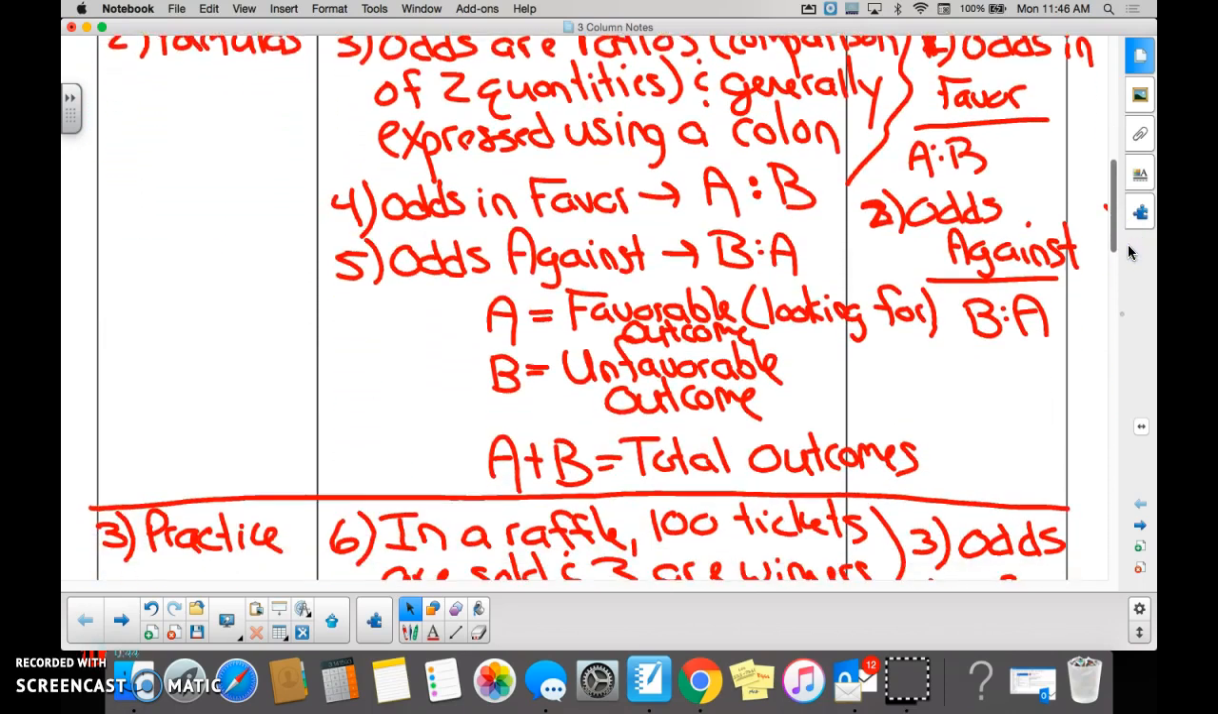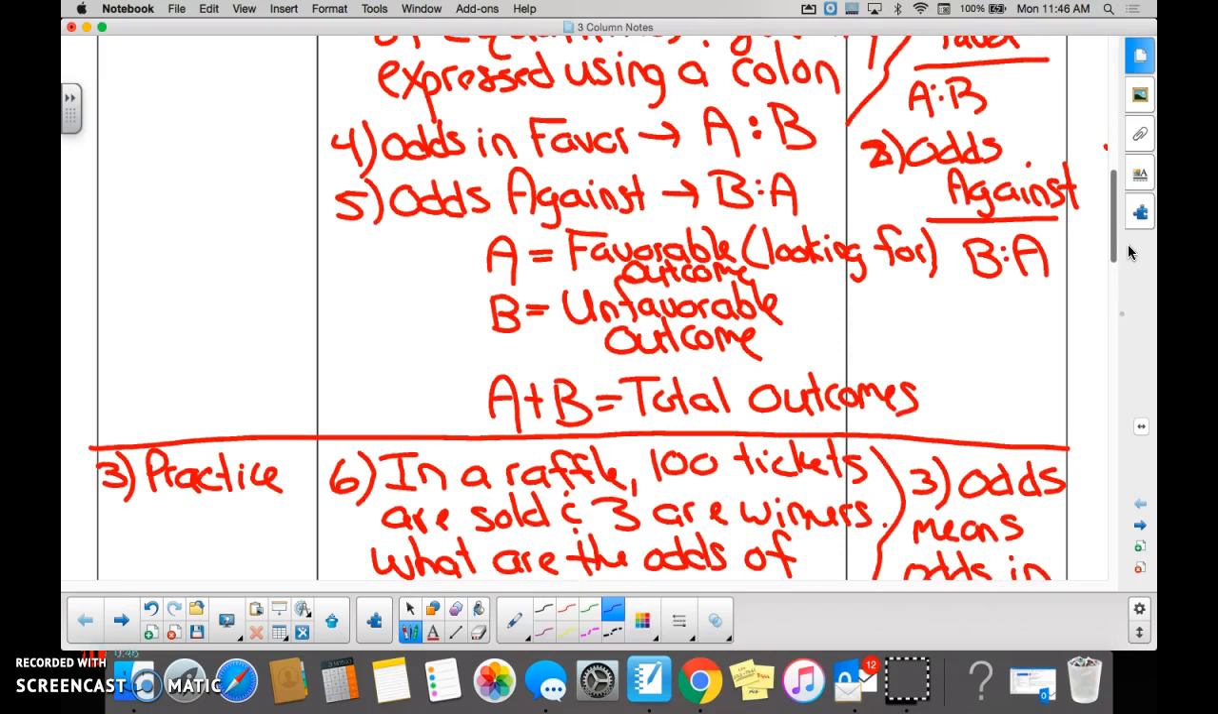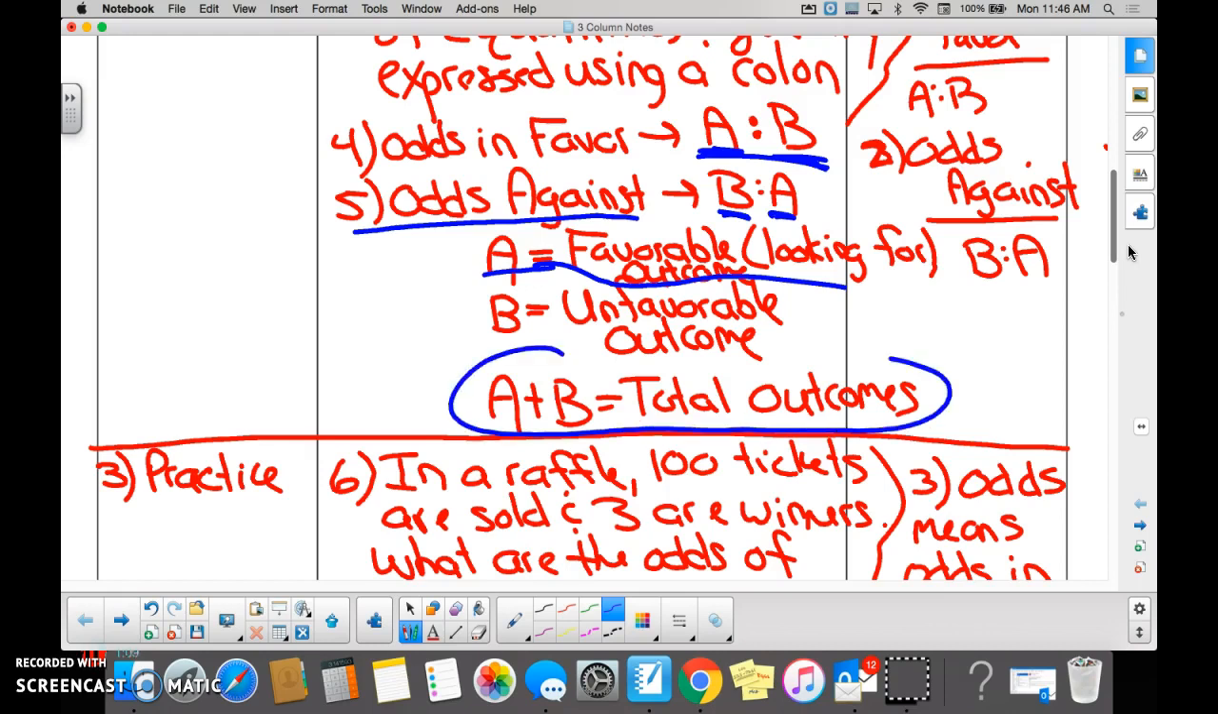Super important that you understand odds in favor. If we're going to use our ratio A to B, A represents what, you guys? Favorable. And favorable means what again? And B means what? Unfavorable. Okay, so then odds against is the reverse of that. You would go unfavorable outcomes to favorable outcomes. And for odds, if you add both the favorable and unfavorable together, you get?